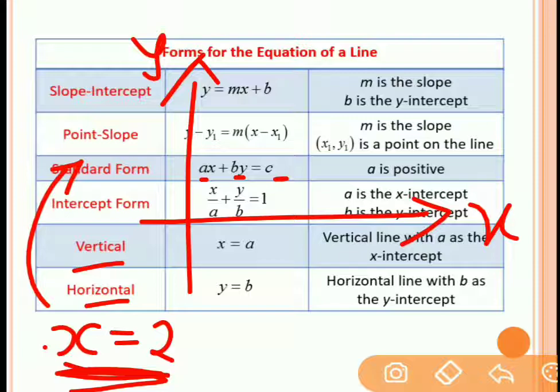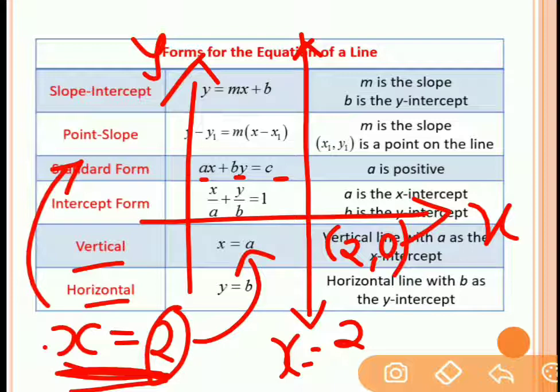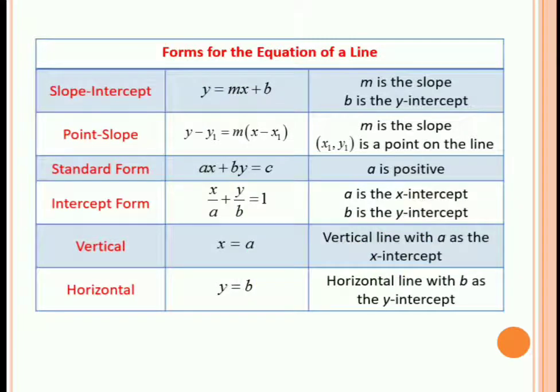This line can be plotted with this x coordinate as 2, 0. So this line will be equal to what? x is equal to 2. Understood? In which 2 will represent what? 2 is the a over here, which is nothing but the x-intercept. Understood? This line will cut the x-axis at 2, 0. Fine.